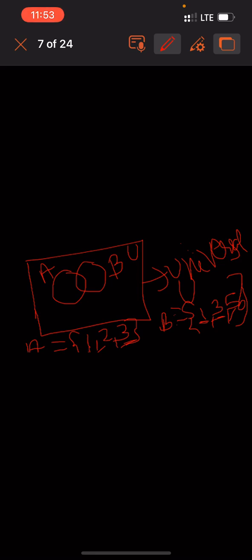This common part we can represent here. This is the common part of A and B. So we can represent this as A intersection B. Intersection represents the common elements of A and B.